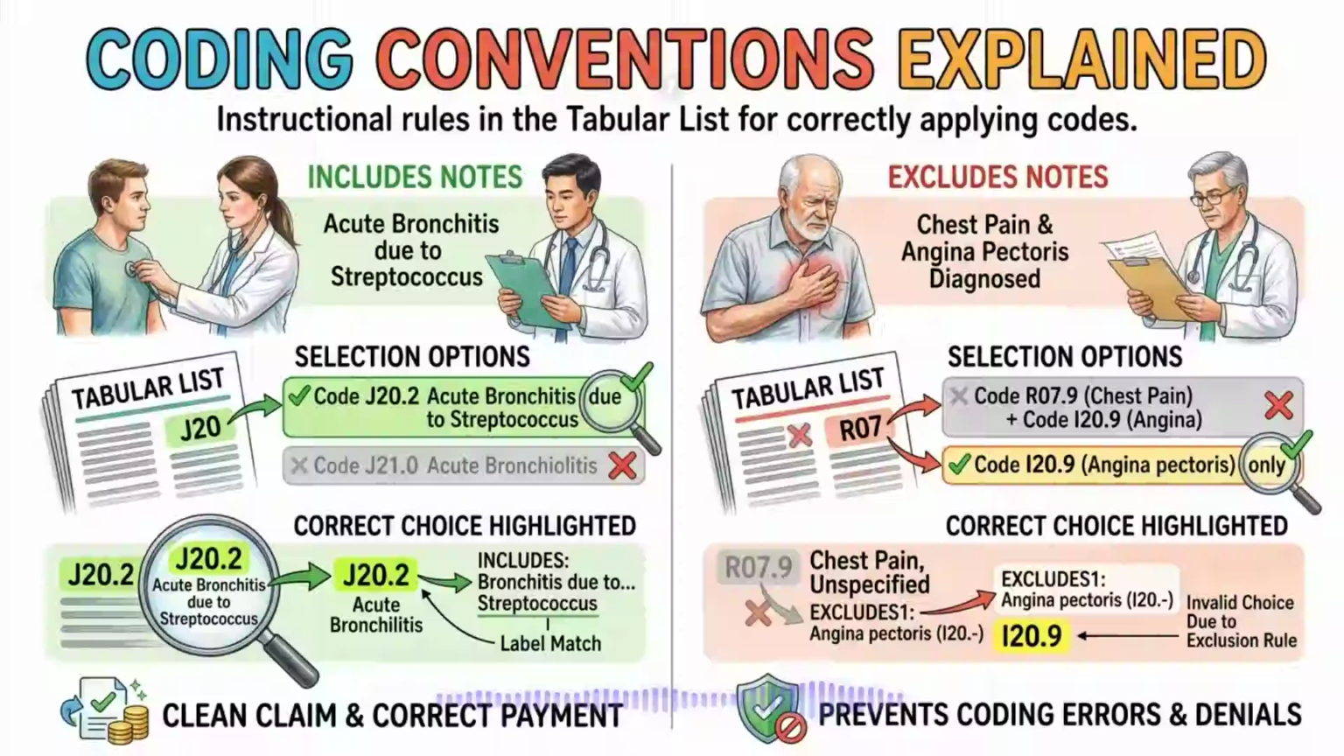As you flip through the tabular list, you will quickly notice special symbols and instructional notes known as coding conventions. These conventions are the strict rules of the road that tell you how to correctly apply the codes. For example, an includes note gives you further examples of conditions that fit into a specific code category. Conversely, an excludes note warns you that certain conditions cannot be coded together under any circumstances. Understanding and obeying these instructional notes is absolutely critical for passing your exam and preventing claim denials in the real world.